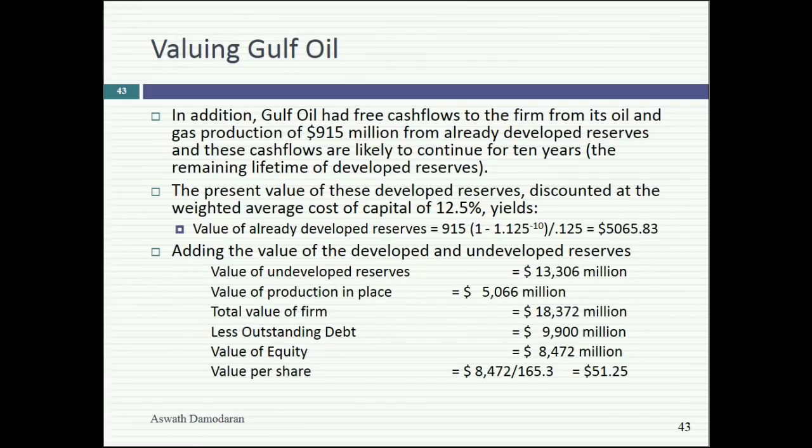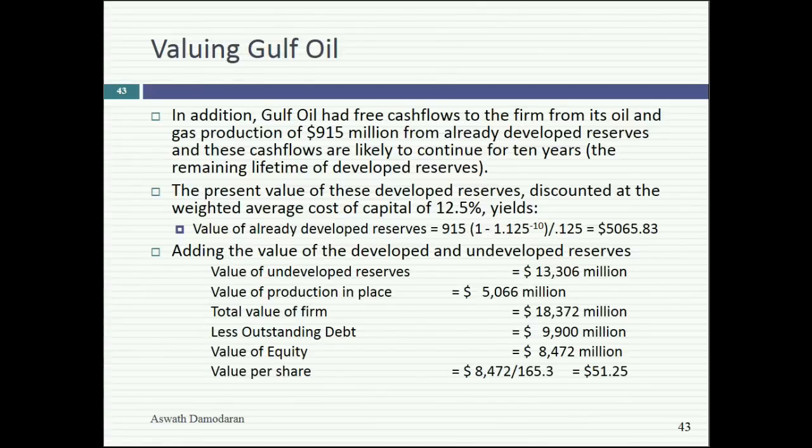So I'm ready to complete my Gulf Oil valuation. Gulf Oil had about $915 million in cash flows coming from developed reserves already. So these are not options, they're already developed. And there were about 10 years left of oil in the ground. And at a 12.5% cost of capital, the present value of the developed reserves that Gulf Oil has is $5.065 billion. You add the value of the undeveloped reserves, you get a value for the firm. So this is like an enterprise value from a DCF. You subtract out debt, and you get a value for equity of $8.47 billion.